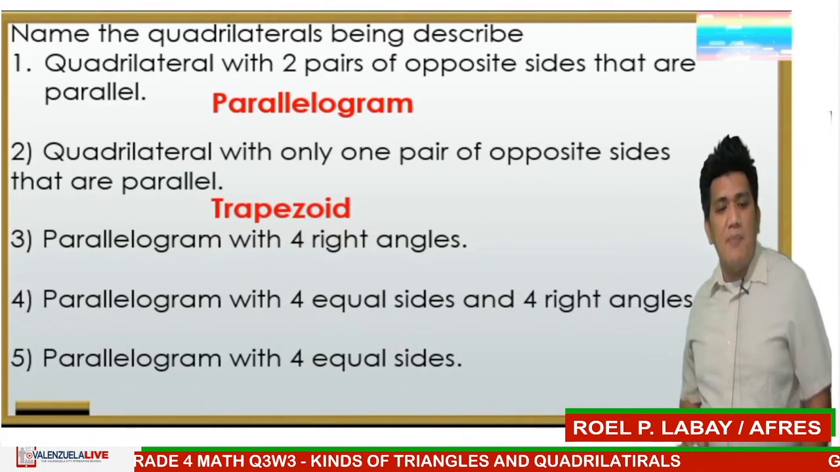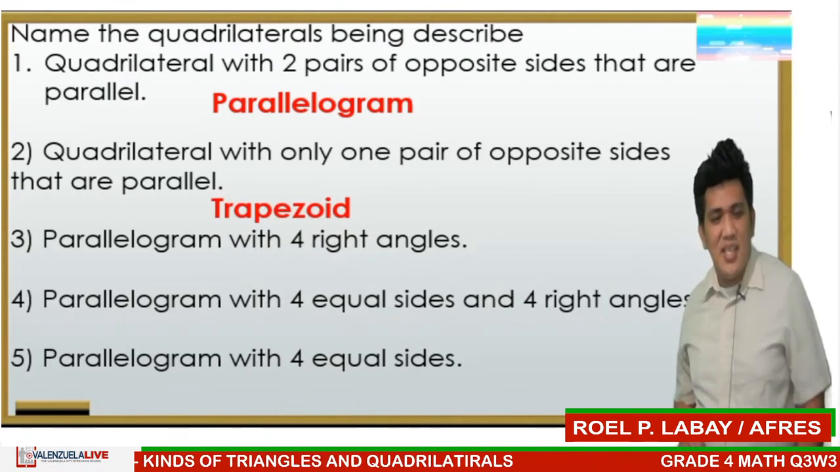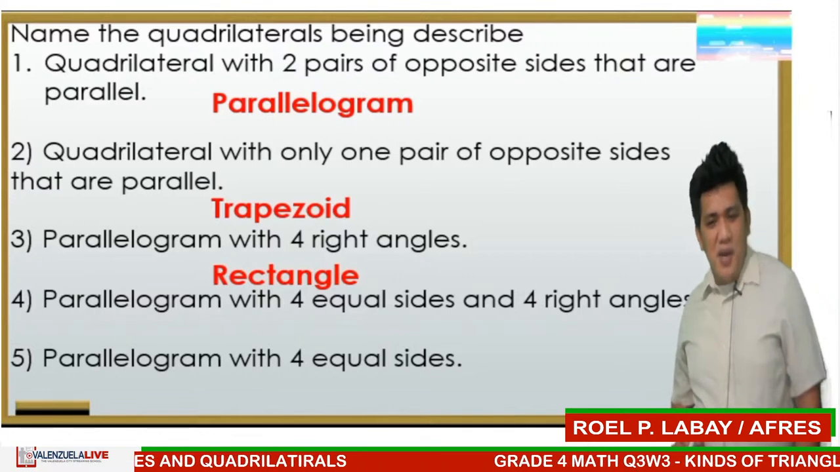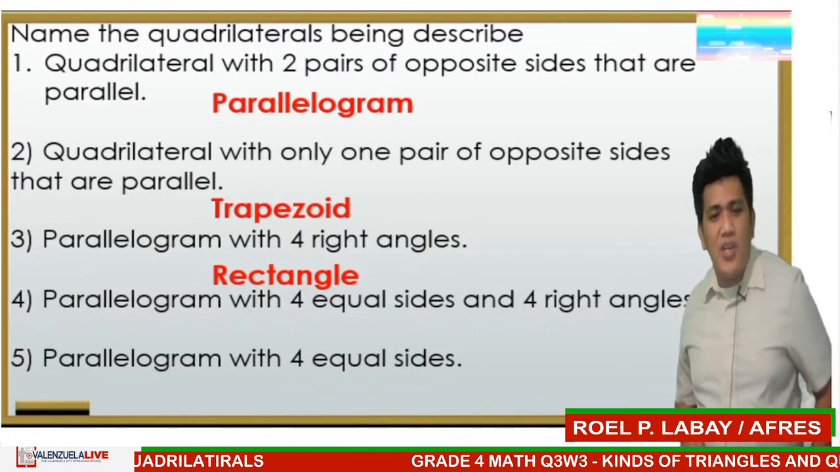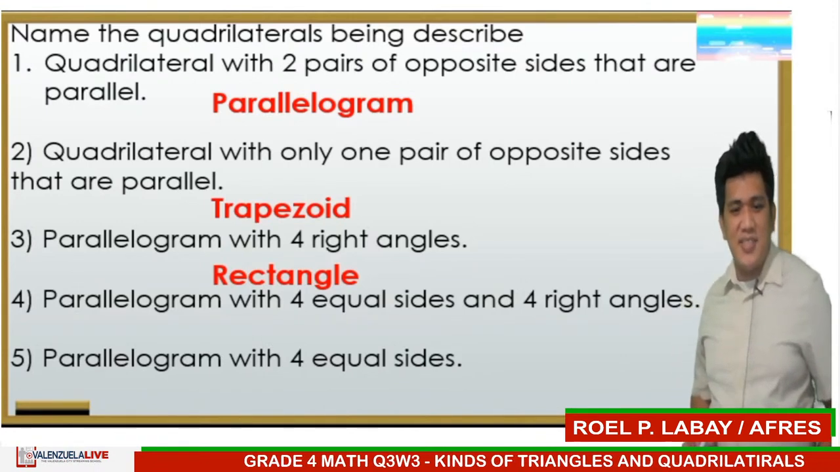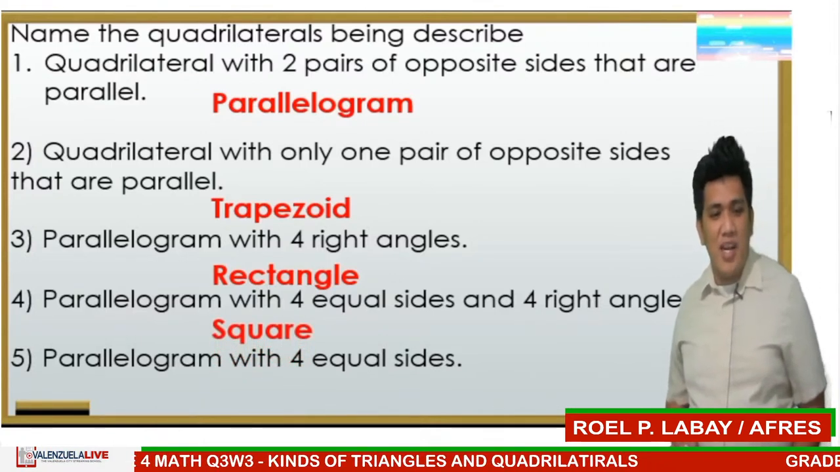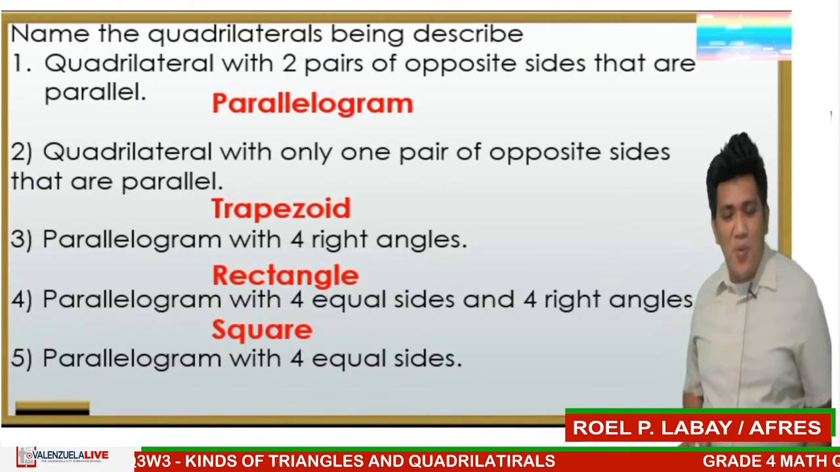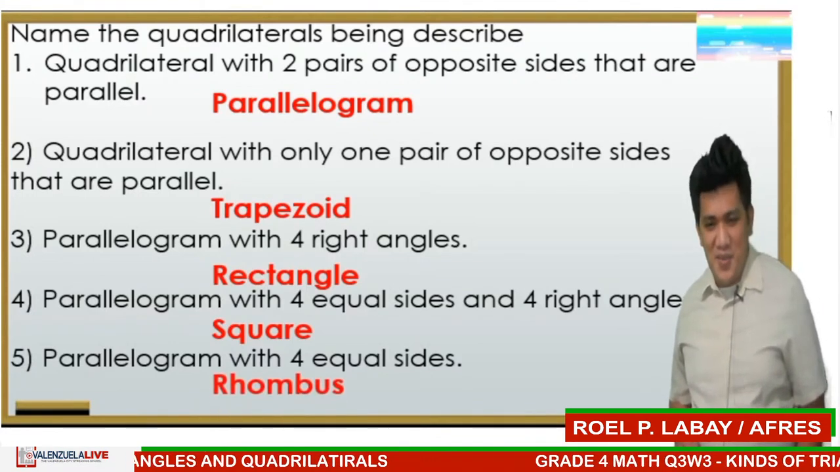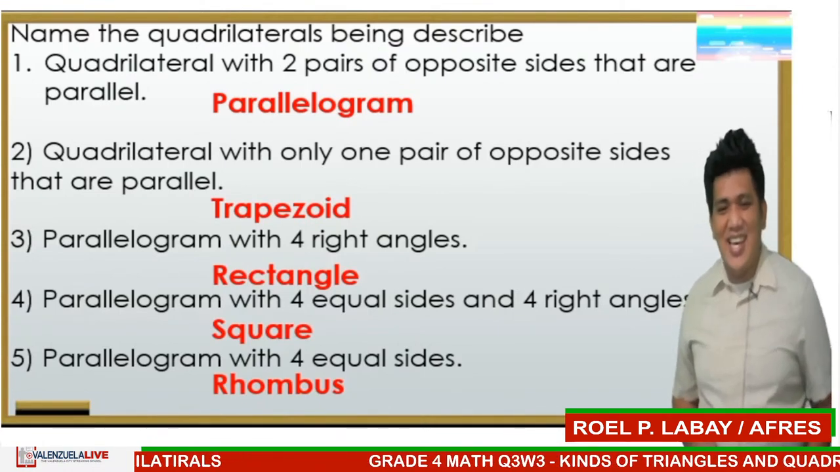Number three, a parallelogram with four right angles. Very good. That is a rectangle. Number four, parallelogram with four equal sides and four right angles. Correct. That is a square. And last one, a parallelogram with four equal sides. Very good. That is a rhombus. Did you get the same answer? Excellent!